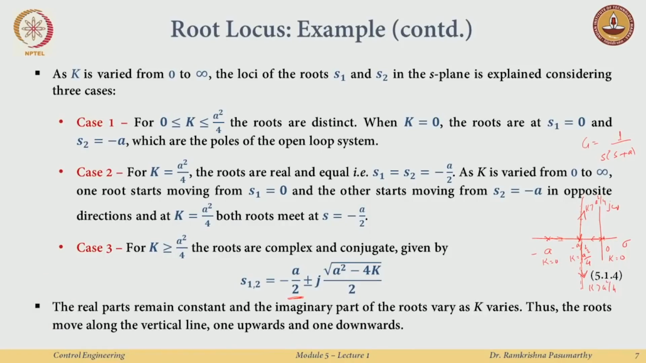So, what I observe is that for k equal to 0, I am at the open loop poles, and as k increases, these roots move, they decide to meet here and then again separate.